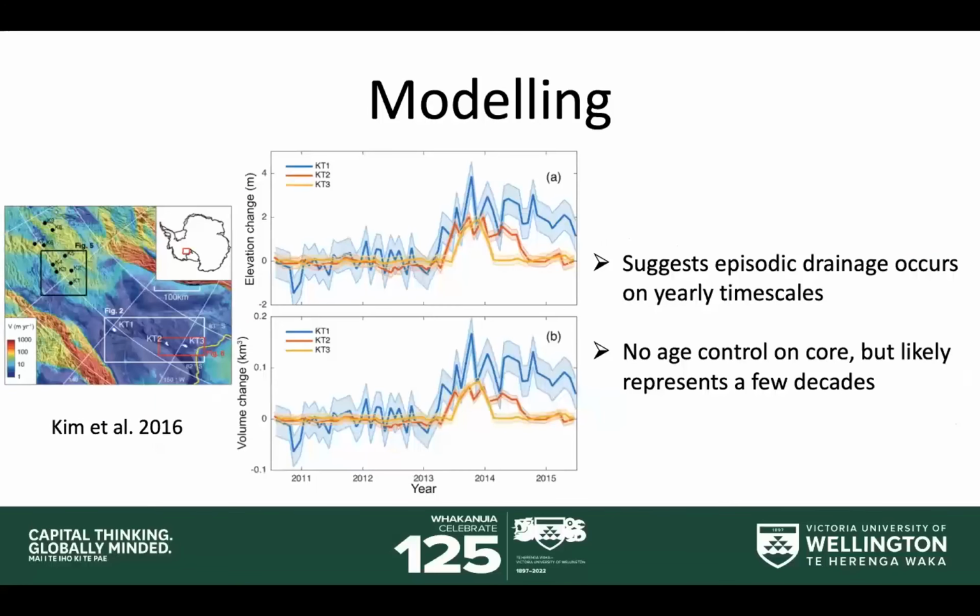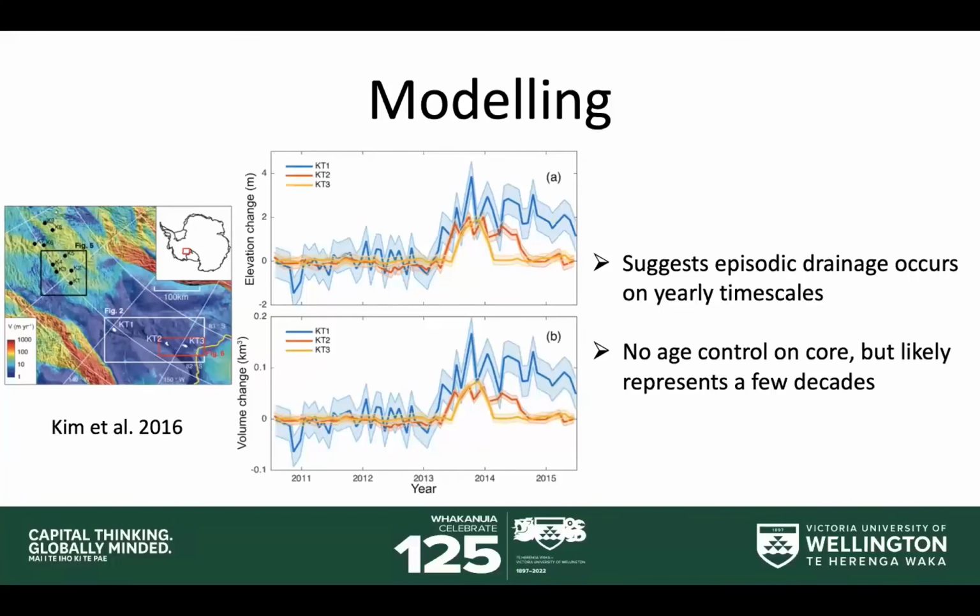Kim et al. have done a study on the Cam stream on this episodic filling and draining of the lakes. As you can see here, we're looking at the trunk of the Cam stream, and the yellow is the grounding line. They've identified 3 lakes in there, KT1, 2, and 3. In the graph in the middle, they've observed an elevation change and the volume change of these lakes that were happening in late 2013.